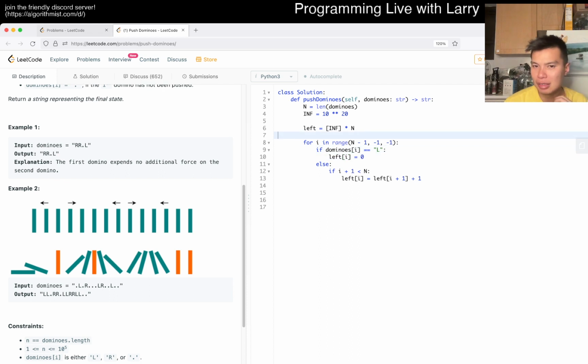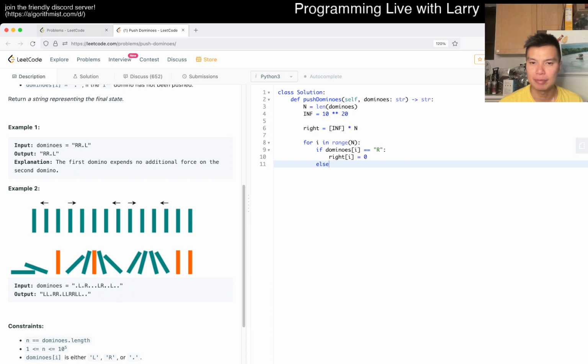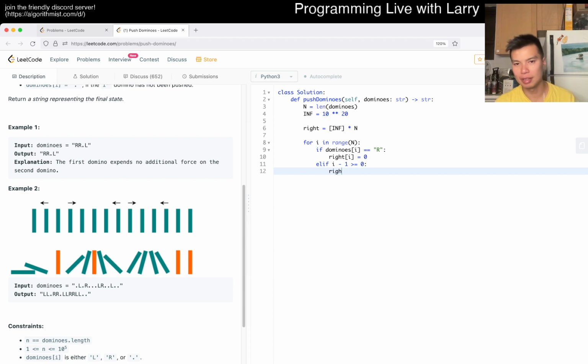And maybe the question is, can we generalize this? Yes, a little bit. So let me rewrite this actually. Let's go from left to right just to make it simplified a little bit. And then now we can write it more naturally, but it's harder to make mistakes maybe. So if dominoes of i is equal to R, then we set right of i is equal to 0, right? Else if i minus 1 is greater than or equal to 0, then right sub i is equal to right sub i minus 1 plus 1, right? And of course, this can go over infinity per se, but that's fine.